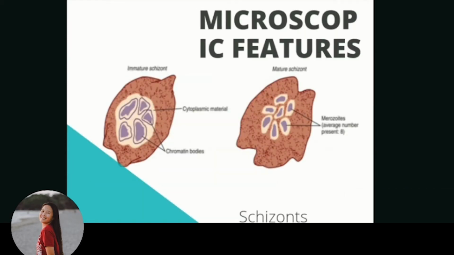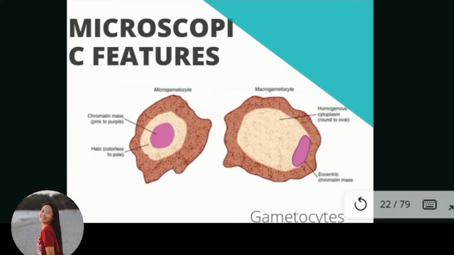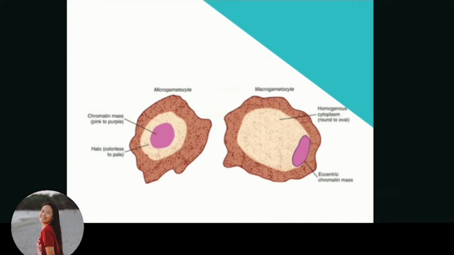Its schizont form has 6 to 14 merozoites with large nuclei, clustered around a mass of dark brown pigment. On the other hand, the gametocyte form is round to oval and may almost fill the red blood cell. The pigment is brown and more coarse in comparison to Plasmodium vivax.